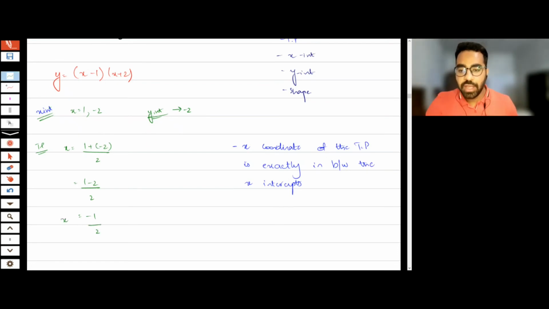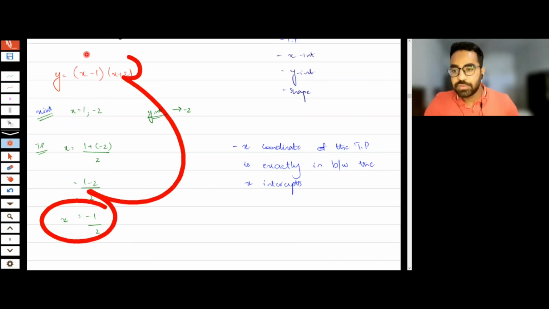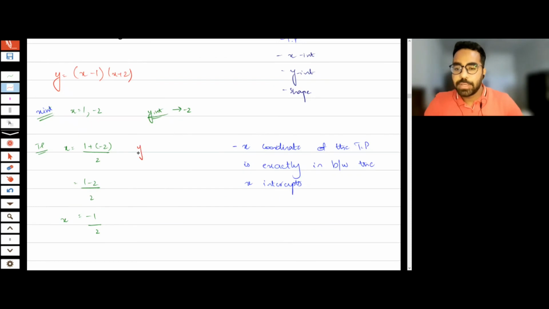Now, to find the y coordinate of the turning point, I have to plug this value of x back into my main equation. So the y coordinate would be -half -1 times -half plus 2. You can use a calculator. -half -1 is -1.5, and -half plus 2 is +1.5. That becomes -9/4. So the coordinates of the turning point come out as -half and -9/4.